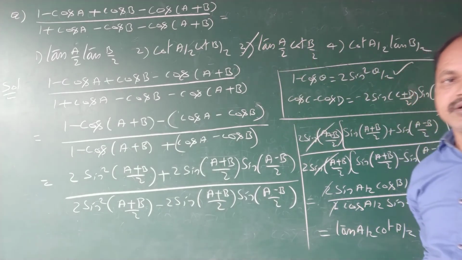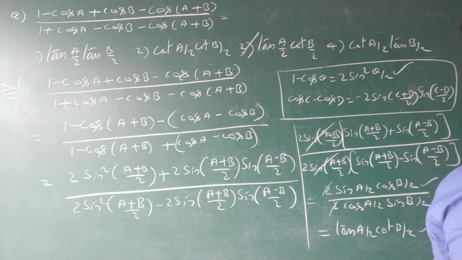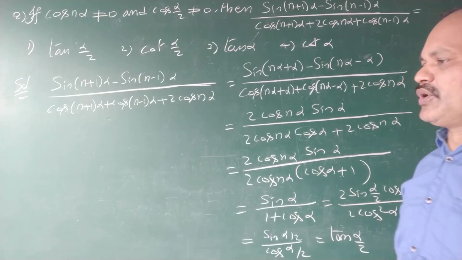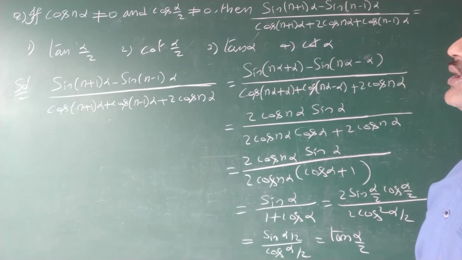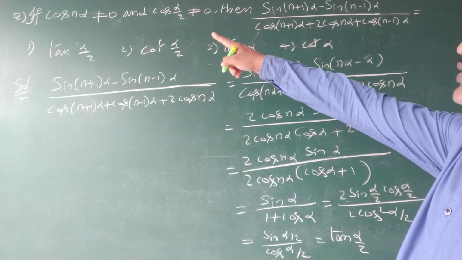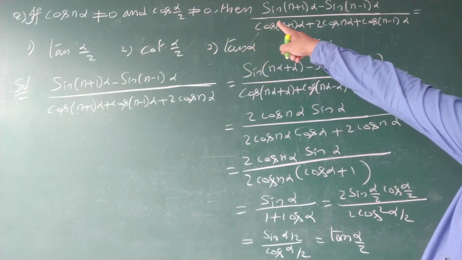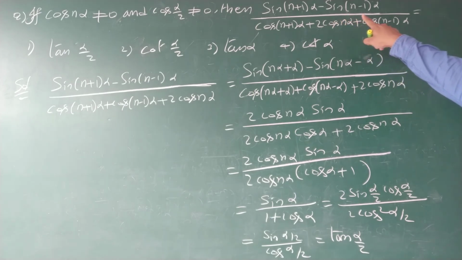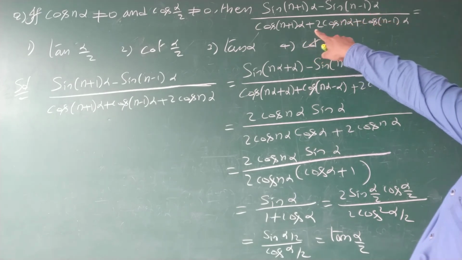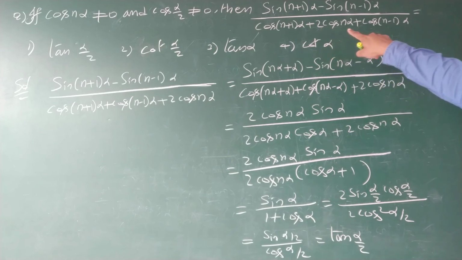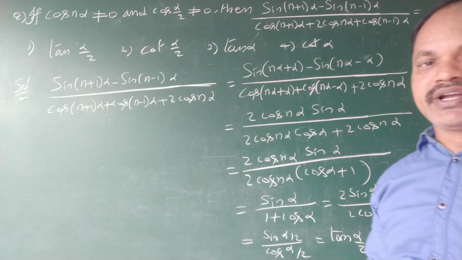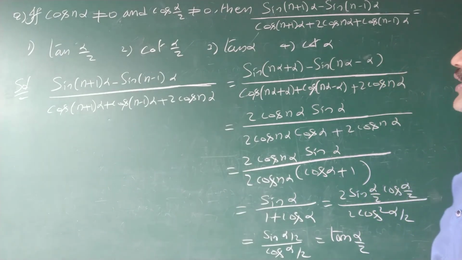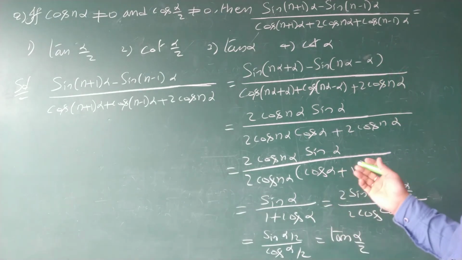That's all. Now we are going to one more question. If cos n alpha is not equal to 0 and cos alpha by 2 is not equal to 0, then (sin of n plus 1 alpha minus sin of n minus 1 alpha) divided by (cos of n plus 1 alpha plus 2 cos n alpha plus cos of n minus 1 alpha) is equal to: first option tan alpha by 2, second option cot alpha by 2, third option tan alpha, and fourth option cot alpha.